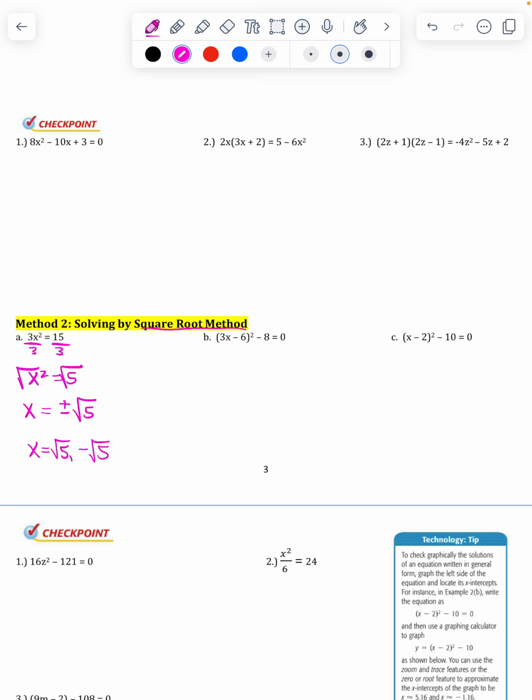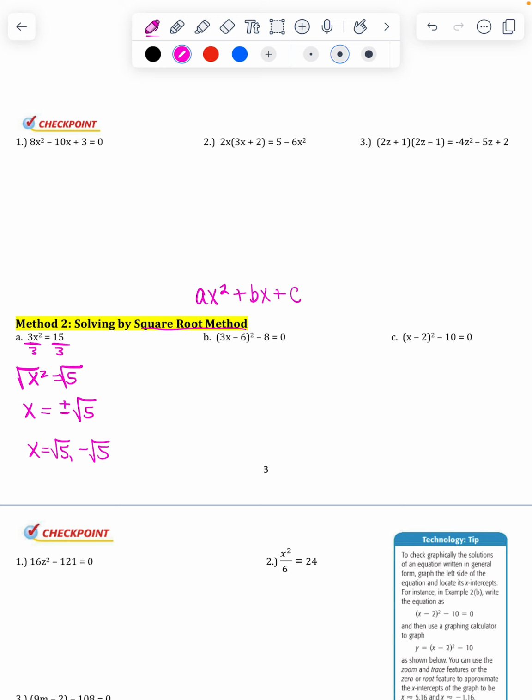All right, for the next one, if I looked at this and I saw (3x minus 6) all being squared minus 8 equals 0, it's not in standard form. Even though it says equal to 0, standard form to factor something has to be like this.